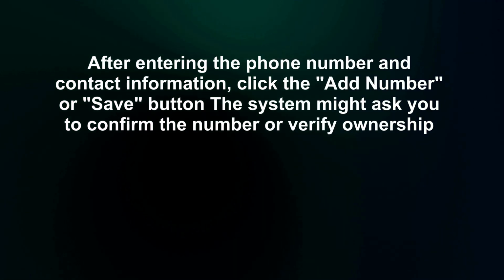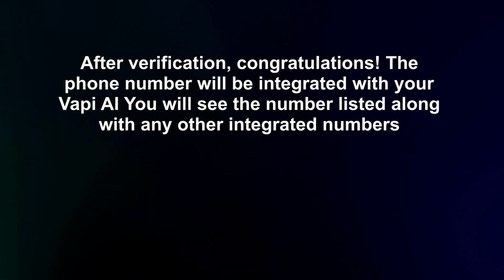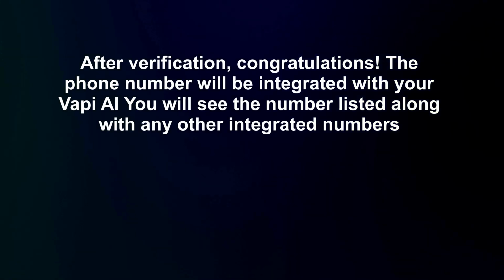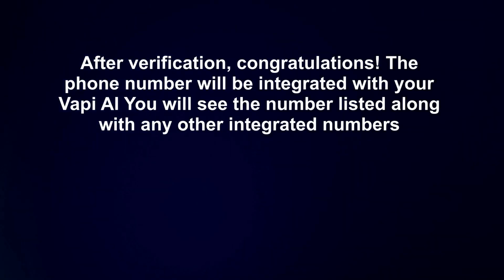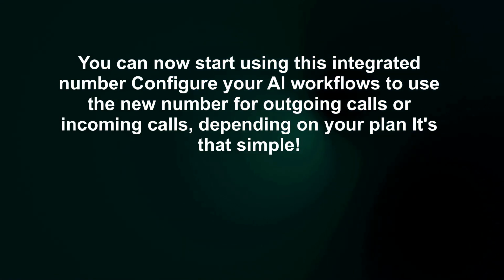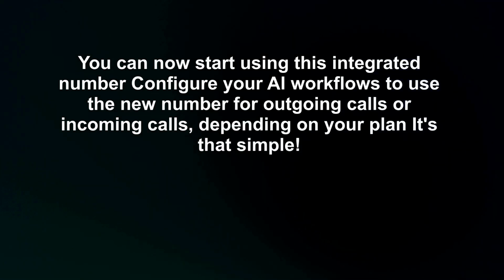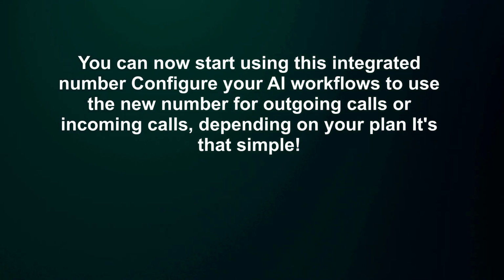The system might ask you to confirm the number or verify ownership. After verification, congratulations! The phone number will be integrated with your Vapi AI. You will see the number listed along with any other integrated numbers. You can now start using this integrated number. Configure your AI workflows to use the new number for outgoing calls or incoming calls, depending on your plan.